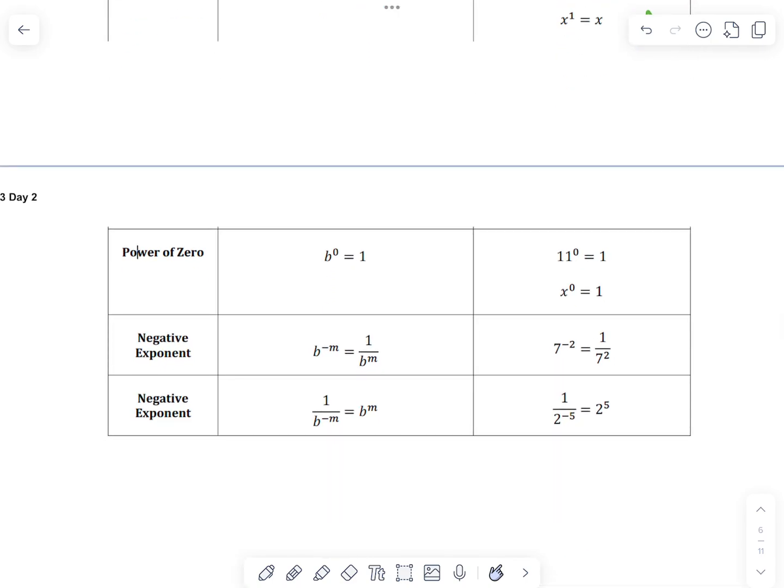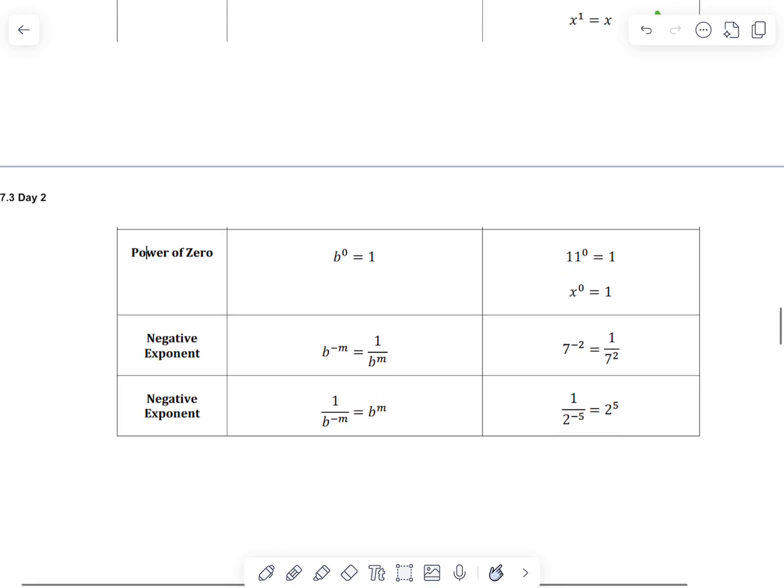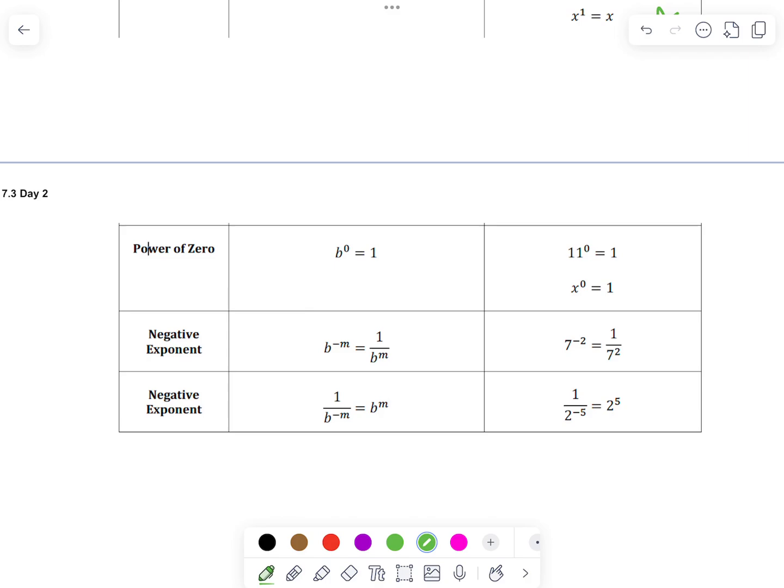Continuing on, the power of 0. Anything raised to the 0 power is 1. So 11 to the 0 power is 1. 10 to the 0 power is 1. 15 to the 0 power is 1. A variable raised to the 0 power, x to the 0 power is 1. Y to the 0 power is 1.